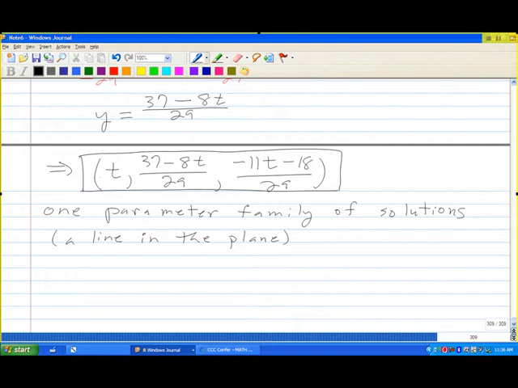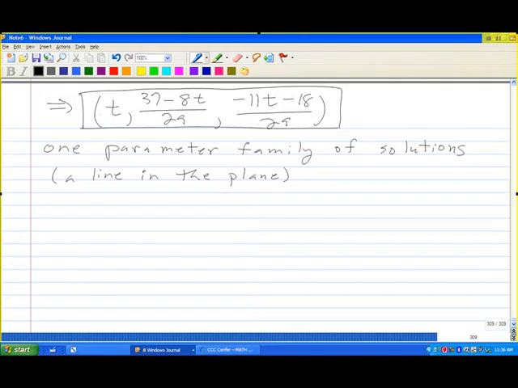Let me do problem number 32. R1: 2x minus y plus 2z plus w equals 1. R2: x plus y plus z minus w equals negative 1.